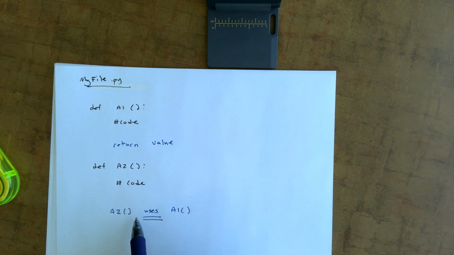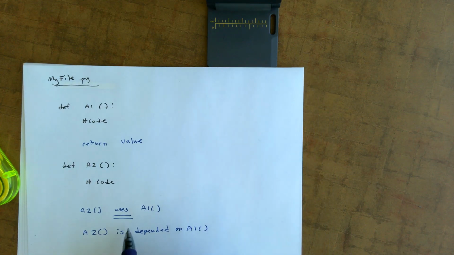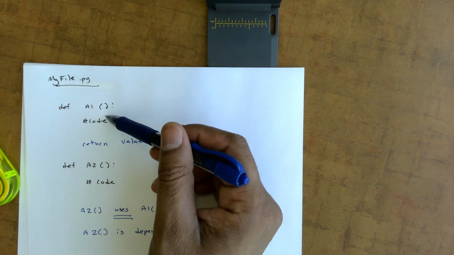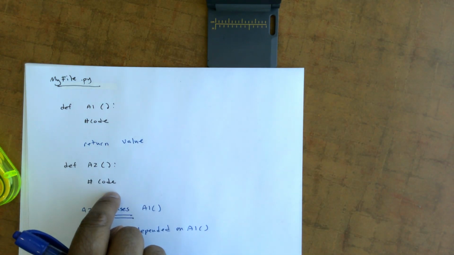A2, but A1 is not dependent on A2. In other words, A2 is dependent on A1, okay? So if A2 is dependent on A1, then A2 uses A1, so A1 therefore has to return so A2 could use it, all right?